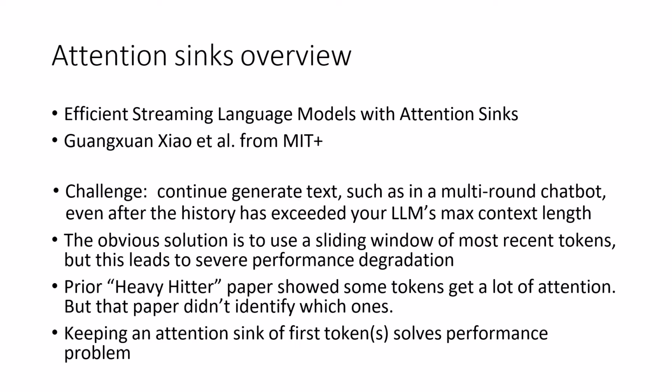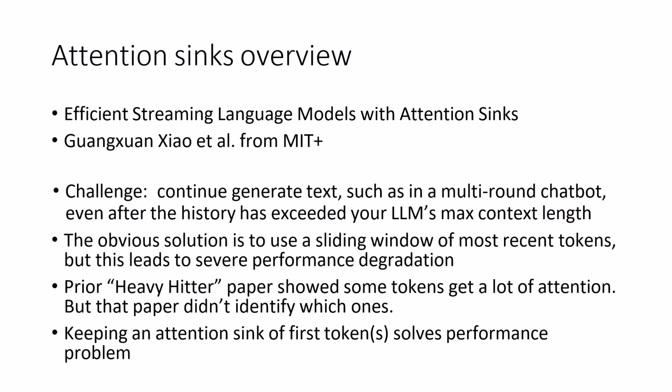People were trying to figure out how we can have something like a chatbot and not have the chat end after the 4,000th token, and not have to pay the performance penalty of recalculating all the keys and values every time. So they did some experiments. There was this heavy hitter paper that showed that some tokens get a lot of attention, but they weren't really sure which ones. Ultimately, they found out that the first token, or sometimes the first few tokens, were getting a lot of the attention.